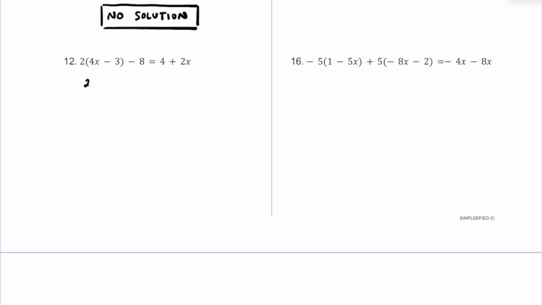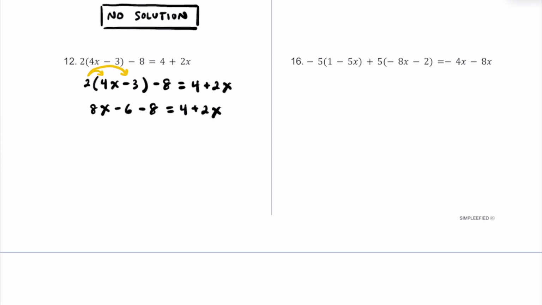In number 12, we have 2 times the quantity of 4x minus 3. Then we have minus 8, and that's going to be equal to 4 plus 2x on the right side. Let's start off by distributing this 2 to both of these terms. 2 times 4x is going to be 8x, and 2 times minus 3 is going to be minus 6. Then we have minus 8, equal to 4 plus 2x.